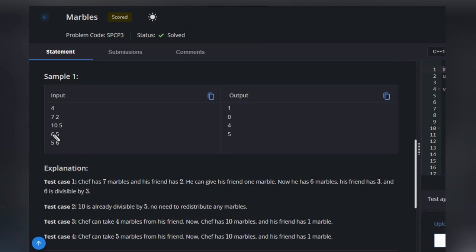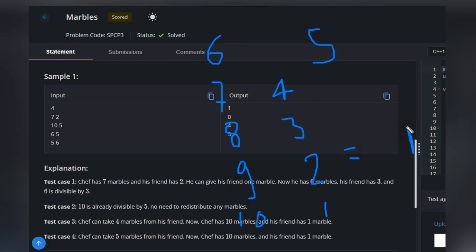So we have 6 and 5. We can transfer one marble from here, it will become 7 and 4, but it is still not divisible. Then we have 8 and 3, still not divisible. Then we have 9 and 2, still not divisible. Then we have 10 and 1. Now it is divisible. So how many have we transferred? We can do either 10 minus 6 or 5 minus 1, that will be 4. So 4 is the answer here.